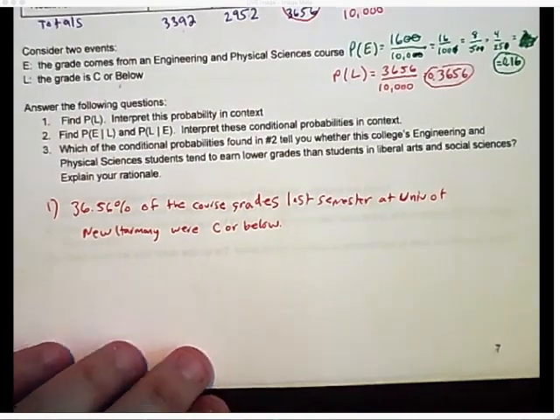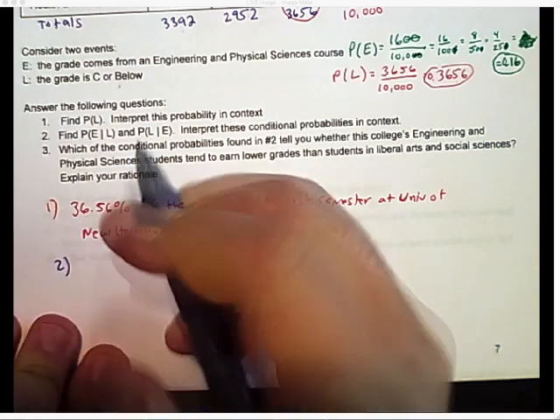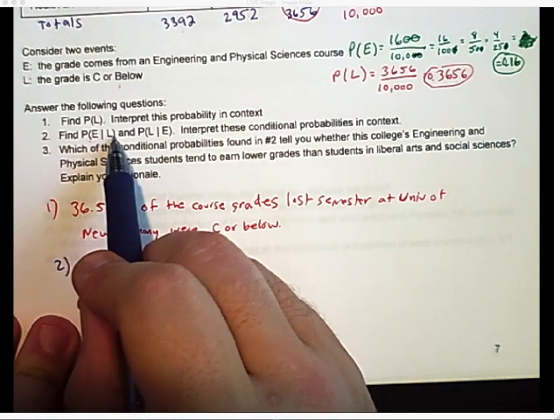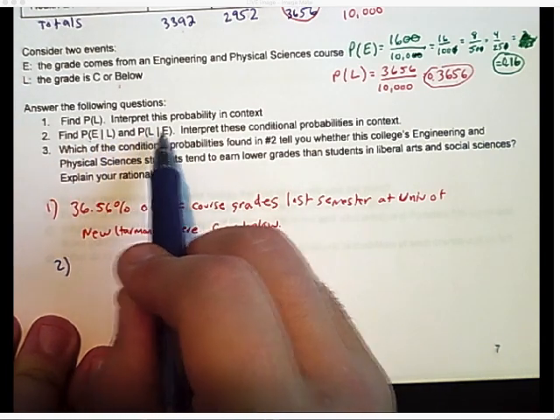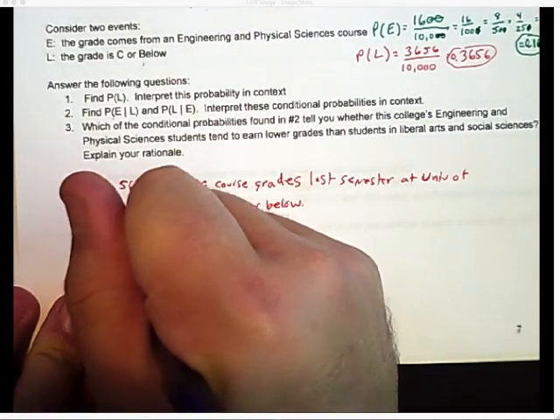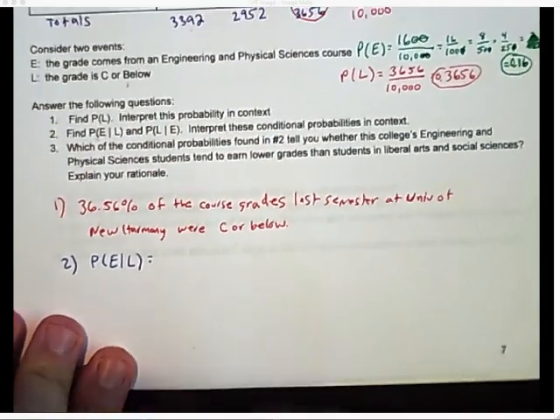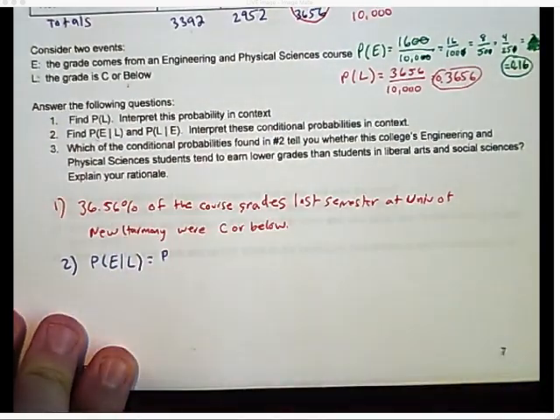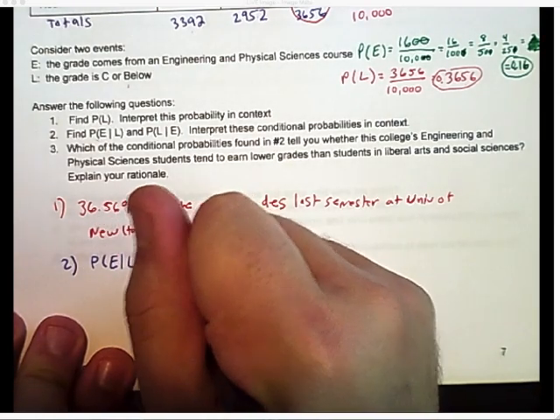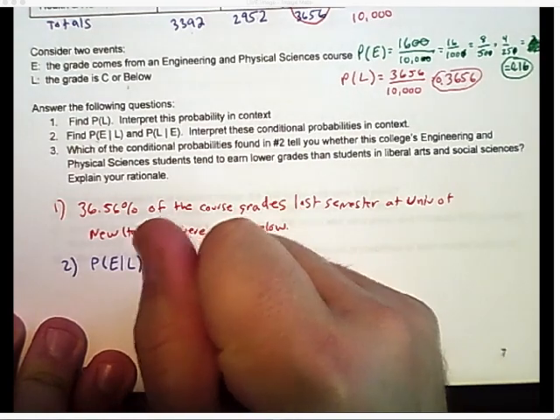Right. So now let's do number 2. It says find P of E given L and P of L given E. All right, so let's do the first one here. Probability of E given L. Let's write a formula for that. So this would be the probability of E and L over the probability of L.